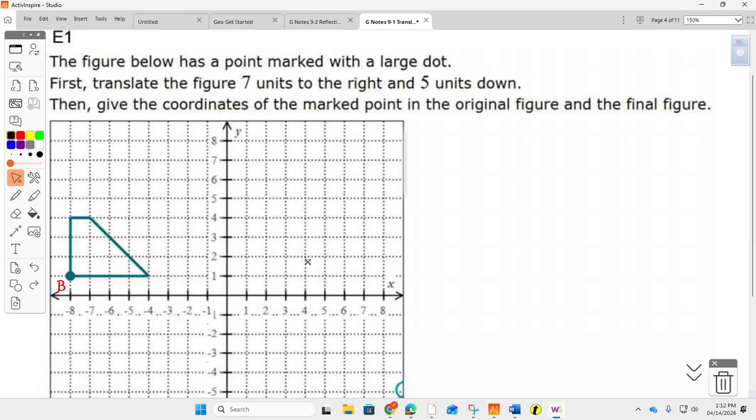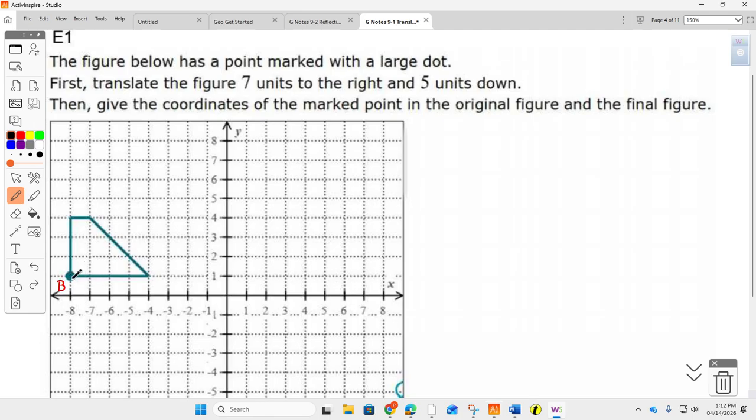The figure below has a point marked with a large dot, so a point B marked with a large dot. First, translate the figure 7 units to the right and 5 units down. Then give the coordinates of the marked point in the original figure and the final figure. So, I'm not sure if it wants you to do the whole figure here. I guess the whole figure here. So let's do the whole figure.